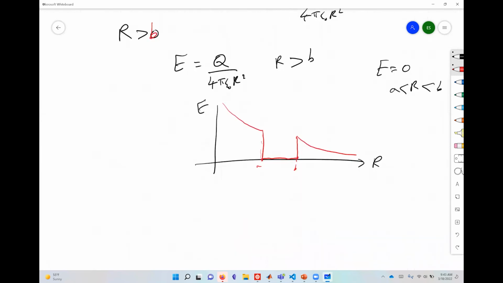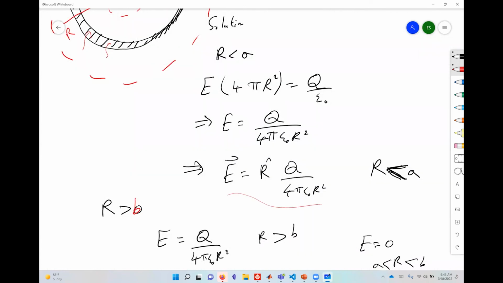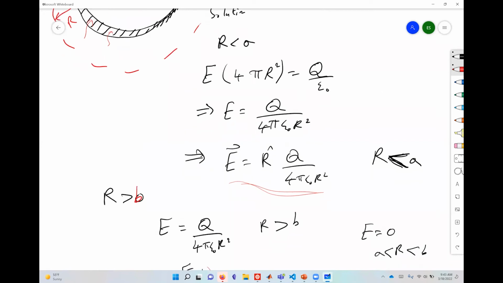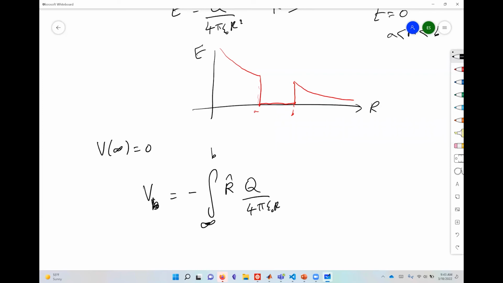What about the potential? Of course, there are many ways to calculate it. I can take this and apply the gradient, finding a function whose gradient gives this, or I can just do direct integration. So for the potential, I assume that V infinity is 0 as always. And I know that VB minus V infinity, which is 0, equals the integral coming from infinity to B of R hat Q over 4 pi epsilon naught R squared.